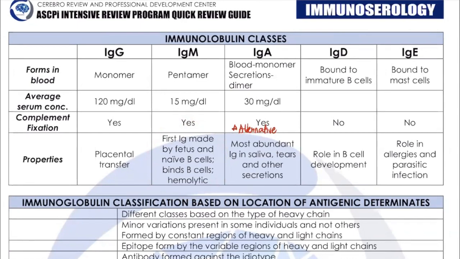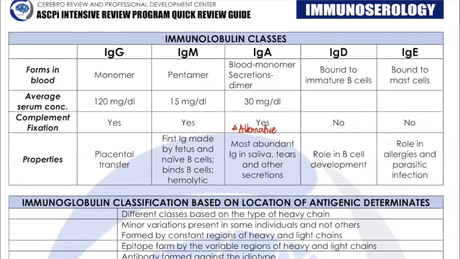Yung IgA natin is the most abundant in the saliva, the tears, and other secretions. Kasi basically, siya lang naman yung nakikita most of the time sa secretions in a dimer form. Yung IgD natin has a role in B cell development, and yung IgE natin has a role in allergies and parasitic infection.